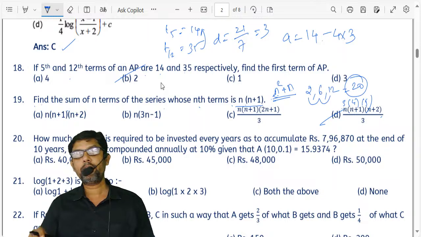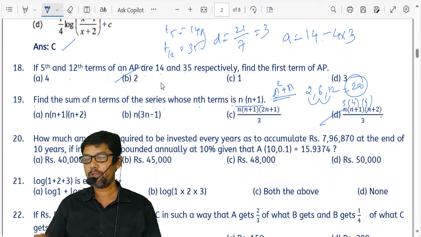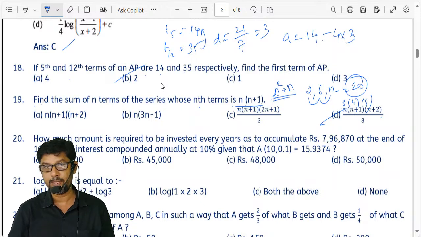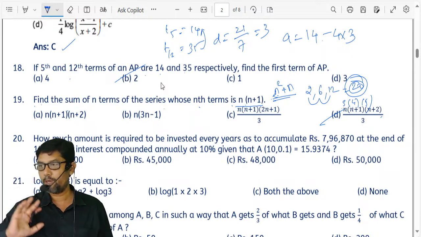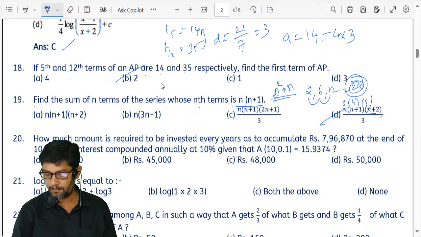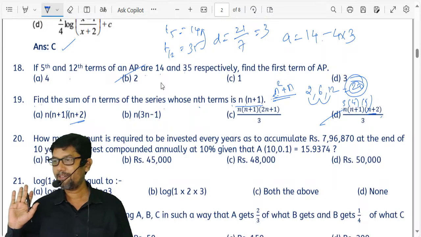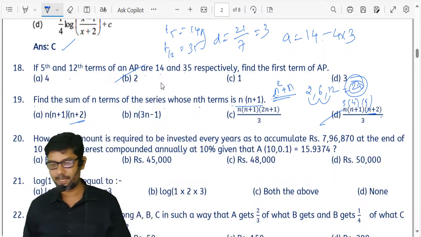Sir, how did you substitute directly in option D, without substituting here? Very simple logic. Is it a multiple of 10? So I want a multiple of 5 or 10 in the numerator. Here 3 plus 2, 5, I am getting. And here also I'm getting, but division is not there. So I'll go for option D. This is the direct answer.